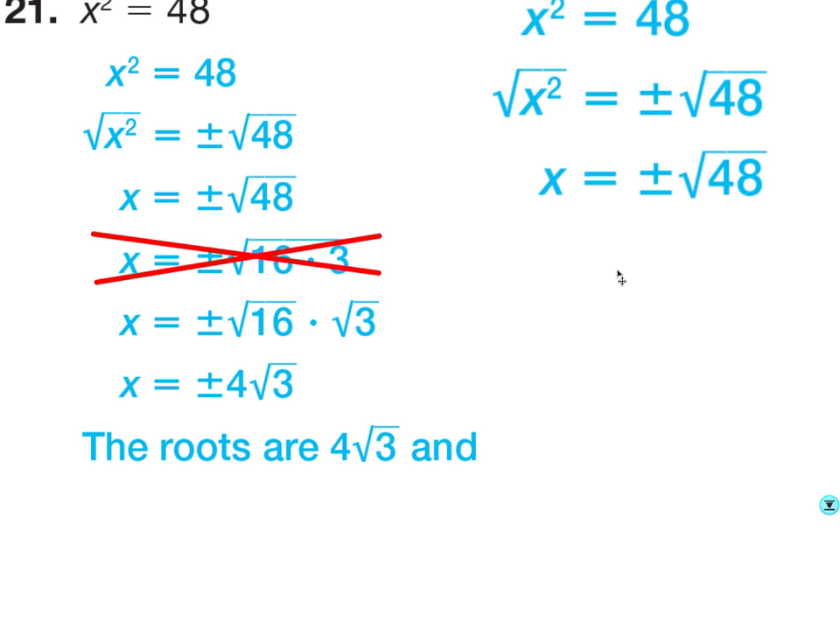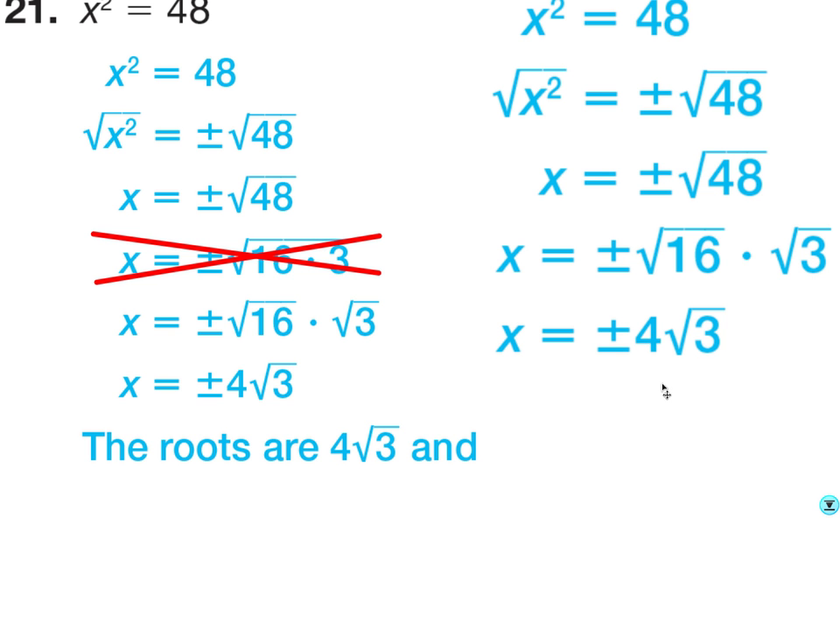Okay, x equals plus or minus square root of 48. I don't even think that's terribly necessary. x equals plus or minus, we've got square root of 16 and square root of 3. Remember, we're dividing out the largest perfect square that comes out of 48. And we get x equals either plus or minus 4 root 3.